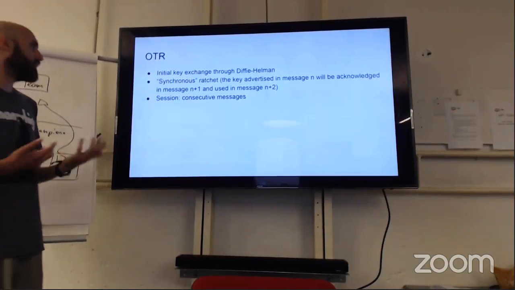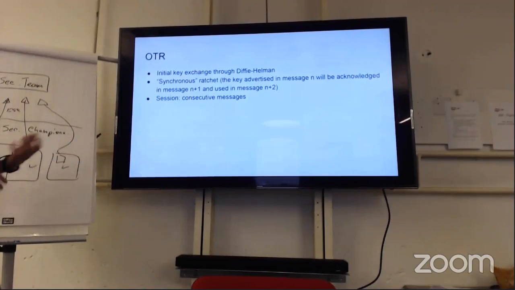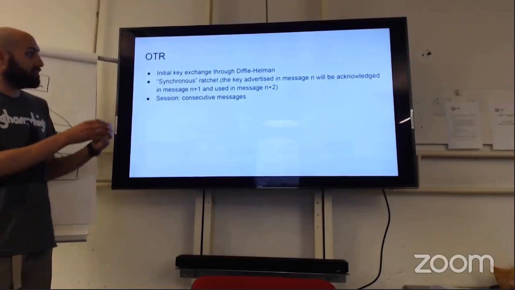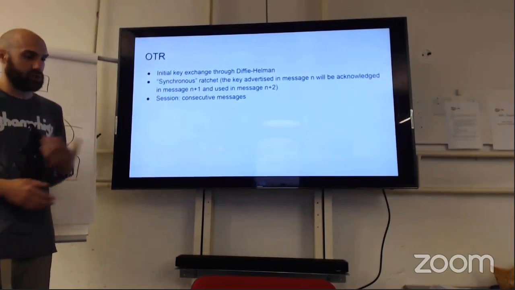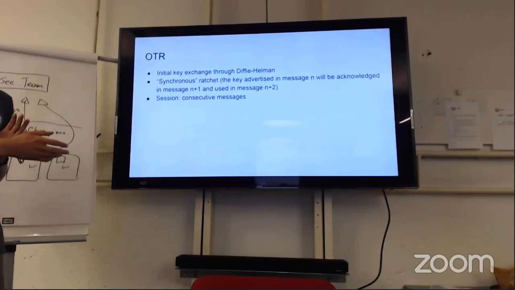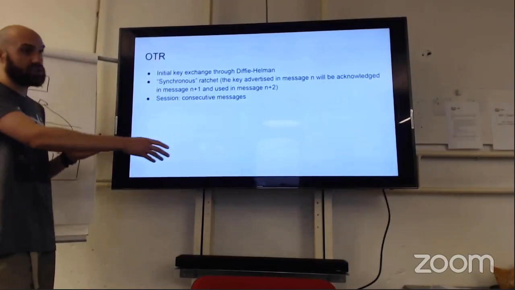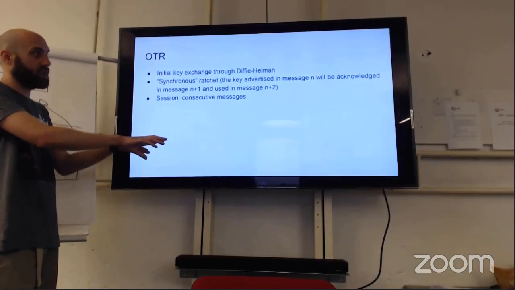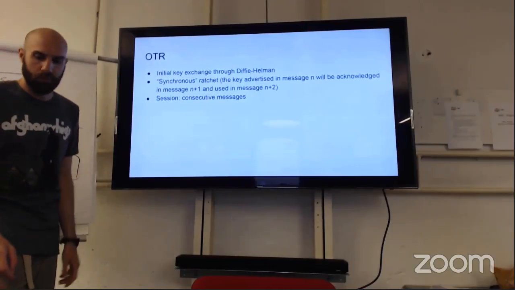And so it's a bit tricky for us because the Whisper protocol is partially synchronous. Your session is basically consecutive messages. So if I send 5 messages to a user, they will be using the same key. Then if they reply with 3 messages, those 3 messages are going to use a different key, but those 3 messages will have the same key. So any consecutive message is basically a session.